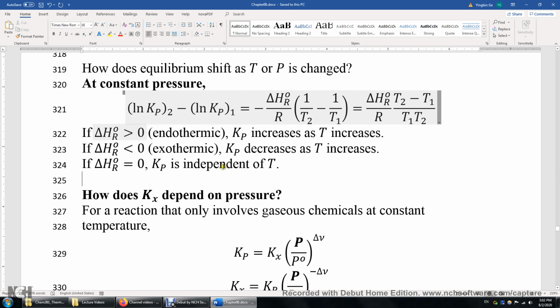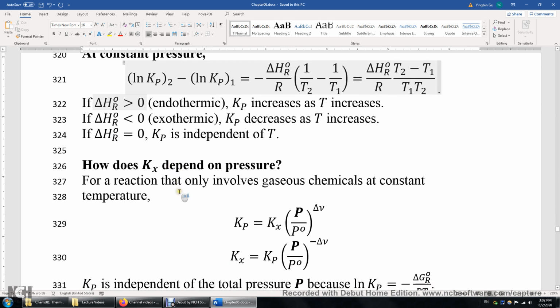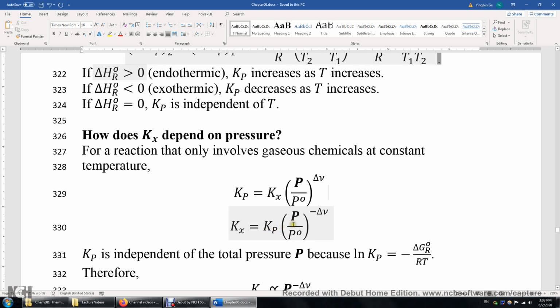So that's weird. However, K sub x does depend on pressure. All right, let's write out this K sub P is equal to K sub x times the total pressure over P naught to the power of delta nu. Delta nu is the change of the coefficients of the gases. So again, ignore the solids, ignore the liquids. You just count the coefficients of the gases and take the difference between the products and the reactants. And then K sub x is K sub P times this P, the total pressure of the chemical mixture, over P naught to the power of negative delta nu.